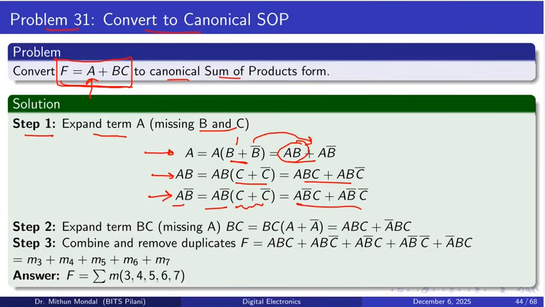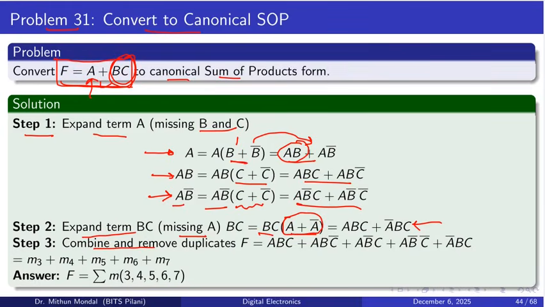So in the second step, we expand the term bc, which has the missing term a. The a term is missing. So we have bc into (a plus a bar), which is equal to 1. And we expand this one, we get abc plus a bar bc. Now we combine and remove the duplicates.